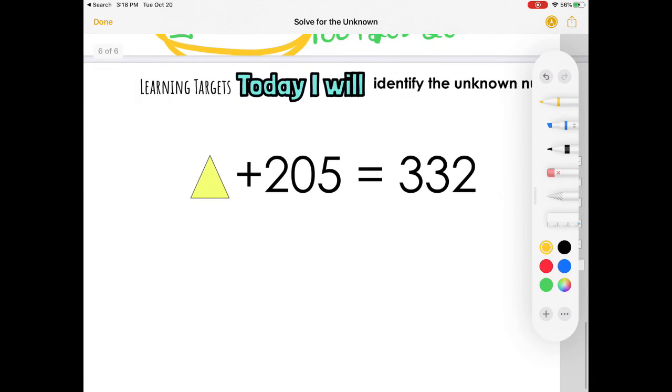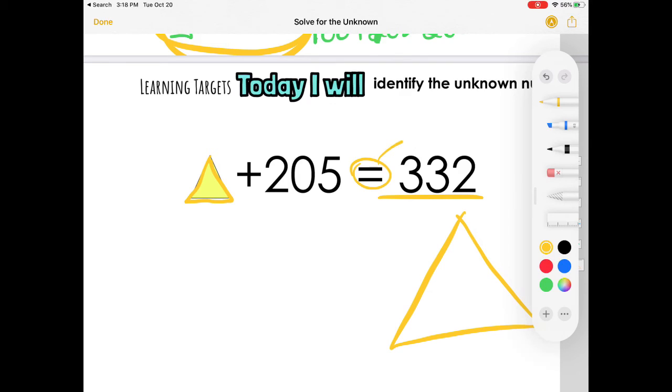Oh my goodness, we have another one, but my triangle's in a different spot. Okay, I'm going to draw my big triangle. I have my total. My equal sign with the only number that's all by itself is my total. That goes up the top, 332. I have one add-in, 205, and I have my unknown, my question mark. Same thing, if I take my total and subtract my known add-in, I will be able to find my unknown.